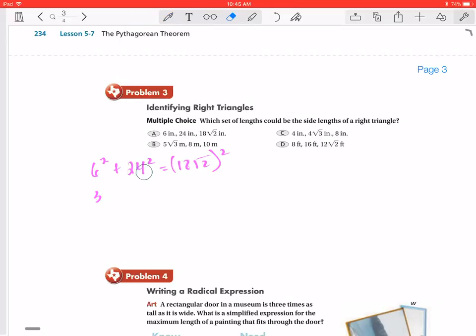Let me clarify this further here. Hold on one second. When we're dealing with triangles and side lengths, the values of A and B should be less. The longest side is going to be our hypotenuse. So let's see, 18 square root of 2. That is the longest side.